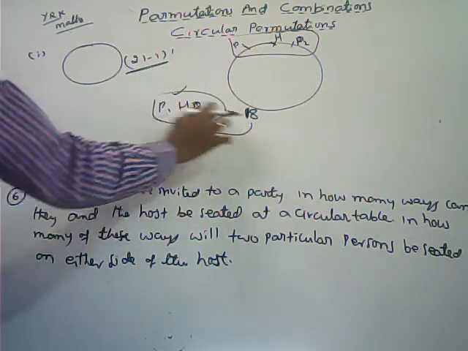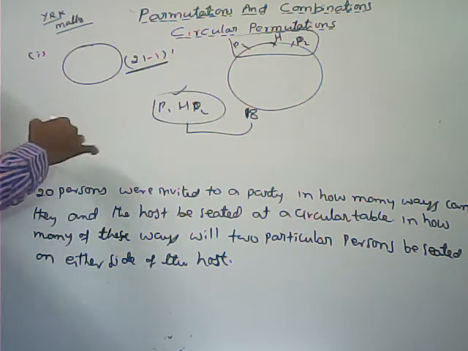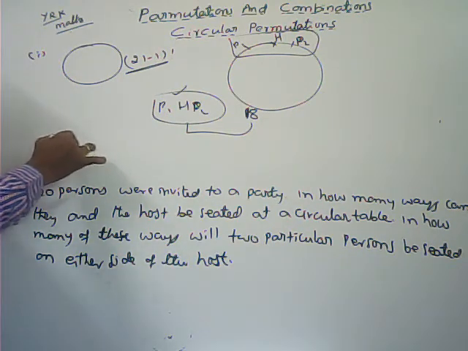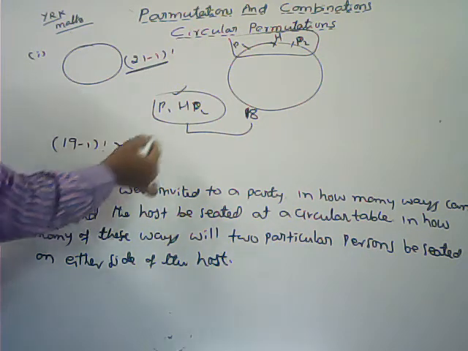Total number of persons, how many are there? 18 plus 1, 19 persons are there. 19 persons in the circular round table. In how many ways we can arrange them? 19 minus 1 factorial into, not yet completed.